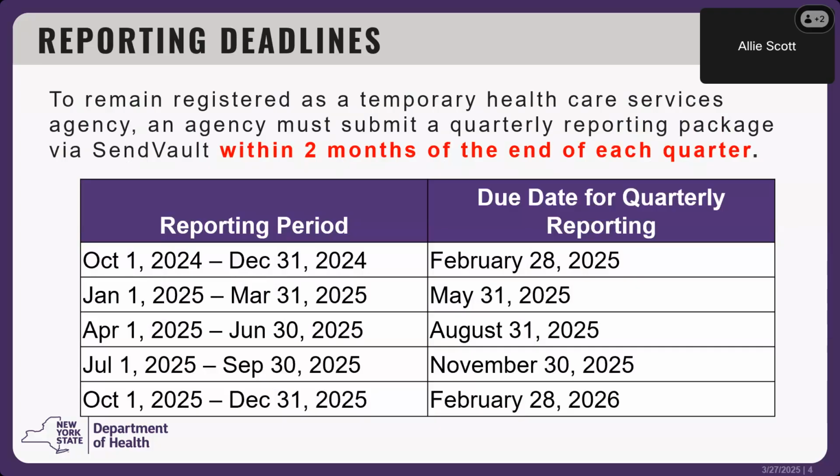So regarding the reporting deadlines, here are some important dates to keep in mind. To remain registered as a temporary healthcare staffing agency, you will need to submit your quarterly reports to us via SendVault. Right now, there is a window of 60 days towards the end of the quarter. So I suggest that when the quarter is over, you submit your reports as early as you can. That way, if there is an issue that needs to be addressed, it can be sent back to you and returned back to the department within that reporting window, right? So 2 months after the end of the cycle.